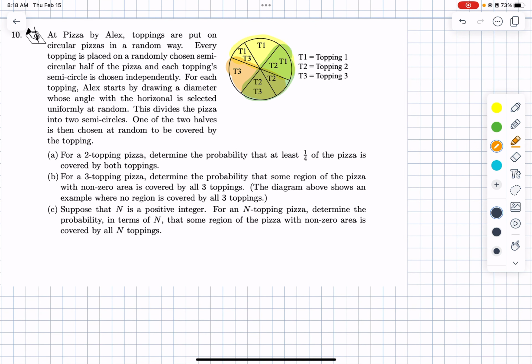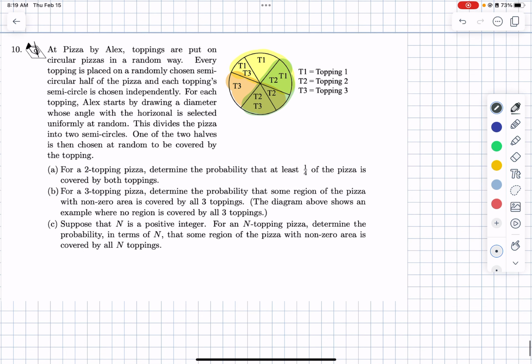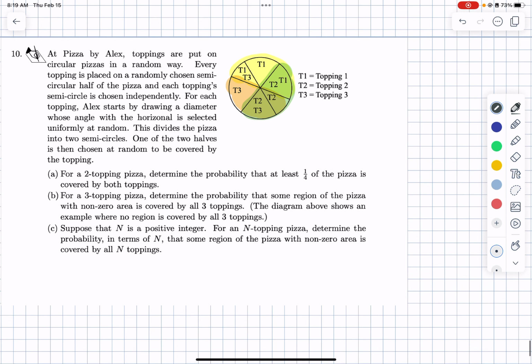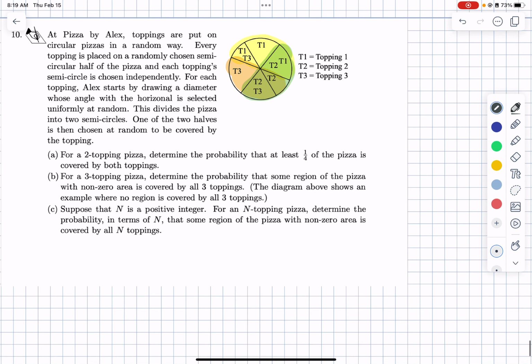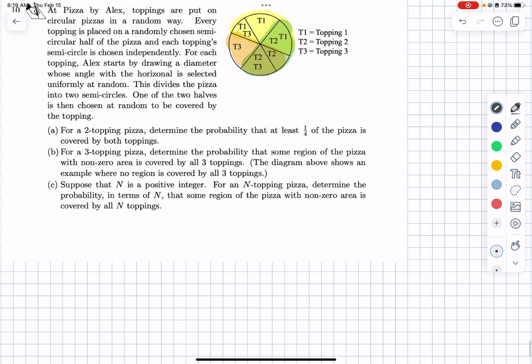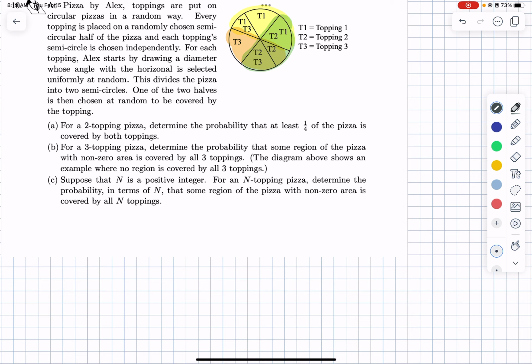So Alex starts by drawing a diameter whose angle to the horizontal is selected uniformly at random. This divides the pizza into two semicircles. One of the two halves is then chosen at random to be covered by the topping, like we showed. So part A asks for a two-topping pizza. There's only two diameters and two toppings. Determine the probability that at least a quarter of the pizza is covered by both toppings.